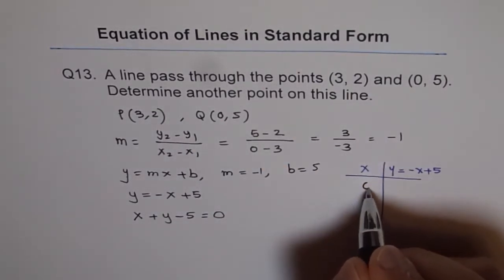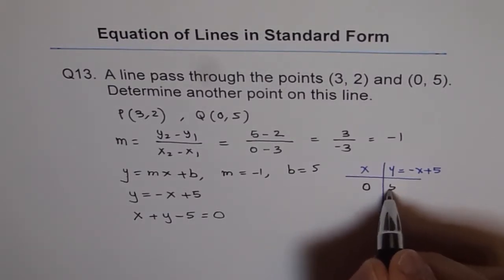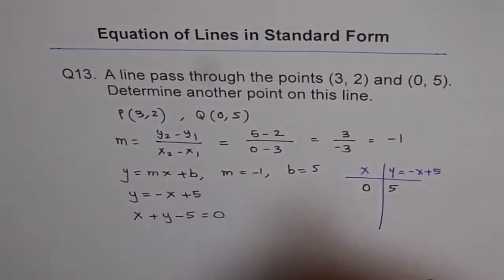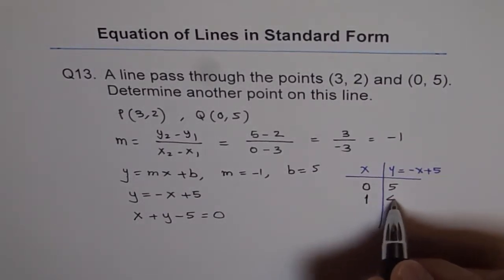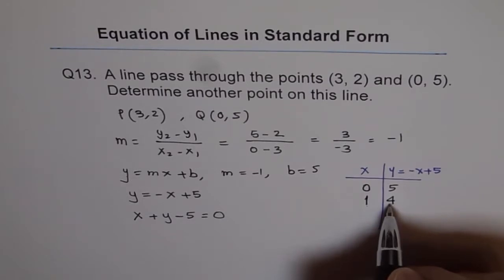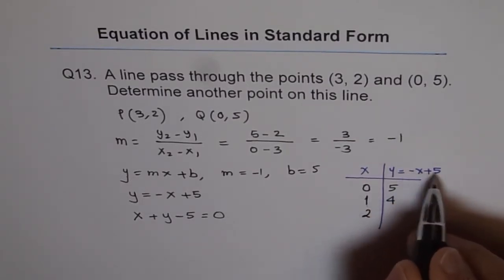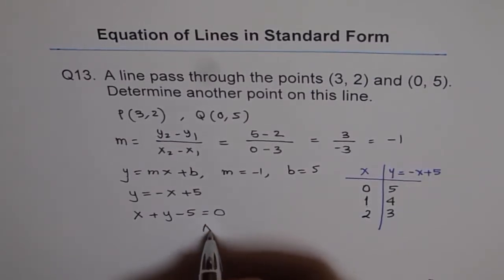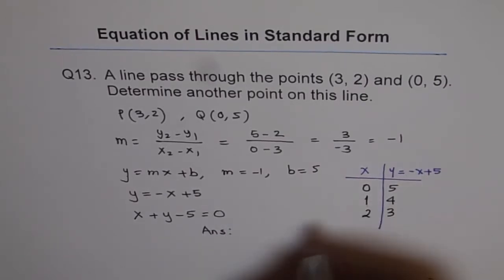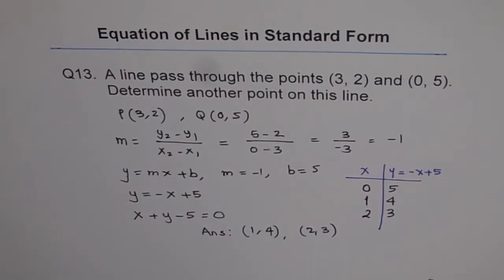So we can plug in x as 0. When I plug in x as 0, minus 0 plus 5 gives me 5. So that is the first value, which is Q. Let me write 1 now. Minus 1 plus 5 will give me 4, right? So this is another point on the same line. I can plug in 2. If I plug in 2, minus 2 plus 5, I get 3. So these are different points, and therefore my answer is I could write the point (1, 4) or even (2, 3). So like this, I can get many more points on this line, correct?